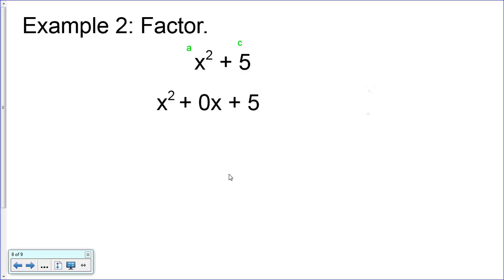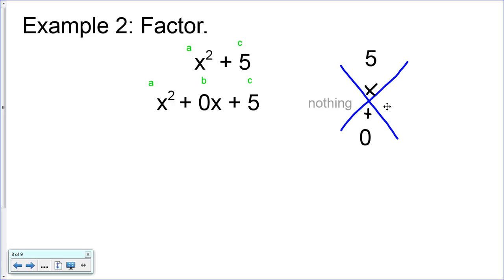So I could rewrite it like this, where a is still my invisible 1, b is now 0, and 5 is c. Okay? So I'm going to go ahead and do my magic x now. So I need to multiply up to 1 times 5, which is 5, but add up to the 0. So I need to find two numbers that multiply to 5 but add up to 0. Well, the only things that multiply to 5 is 1 and 5, or -1 and -5, and neither of those will add up to 0. So there's actually nothing, which means I can't factor it.